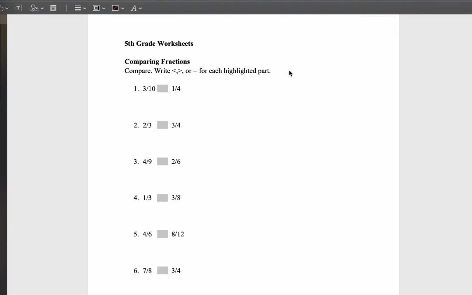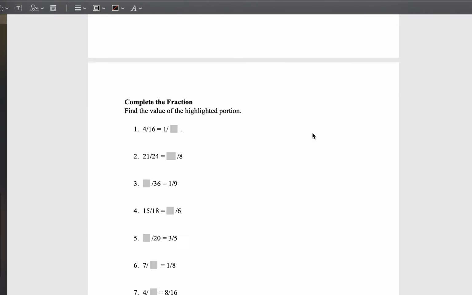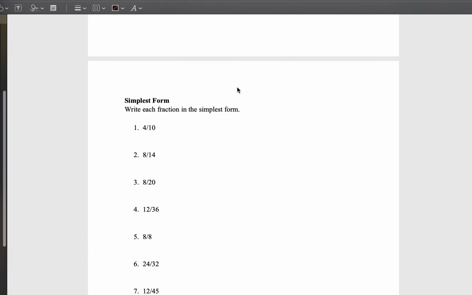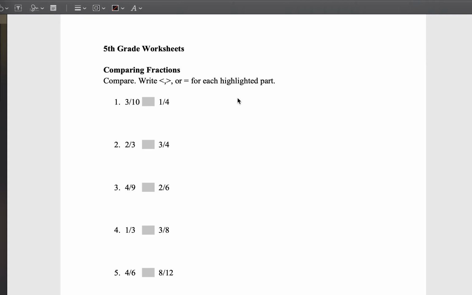Lesson 11, and we're going to be going over 4 different topics again today. They're all related to fractions. It's comparing fractions, simplest form, equivalent fractions, and complete the fraction. So they're all about fractions. The first one is comparing fractions.